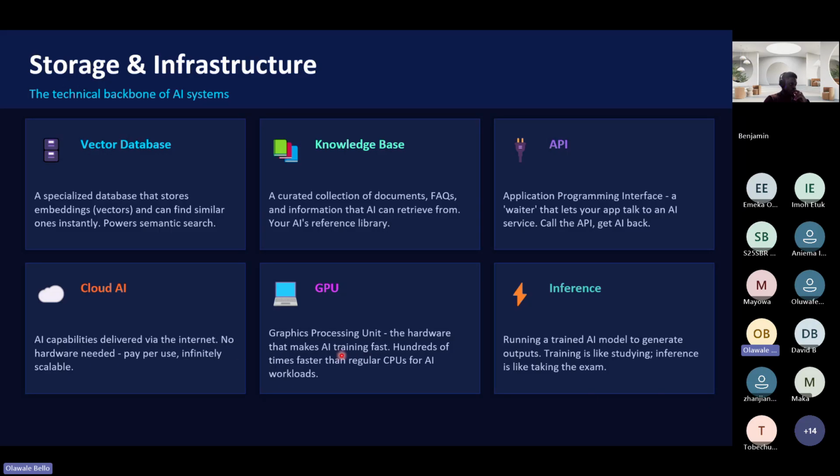GPUs were originally designed to provide graphics for people that play games. They are the hardware chips that AI uses to build all these models.